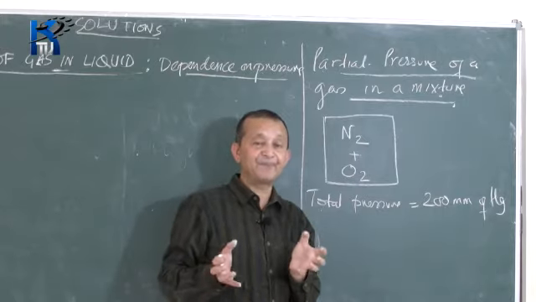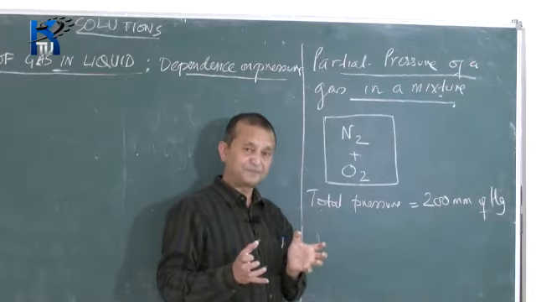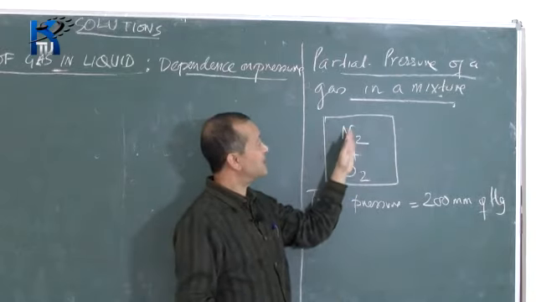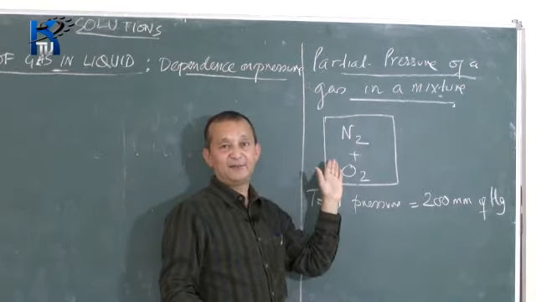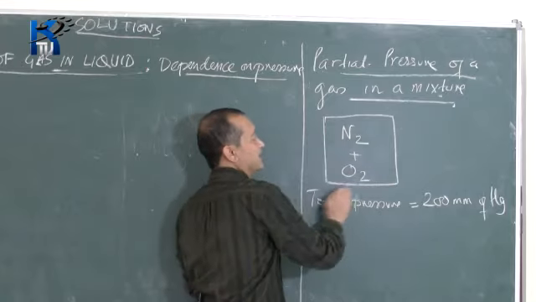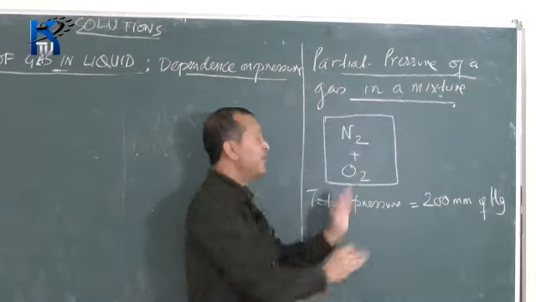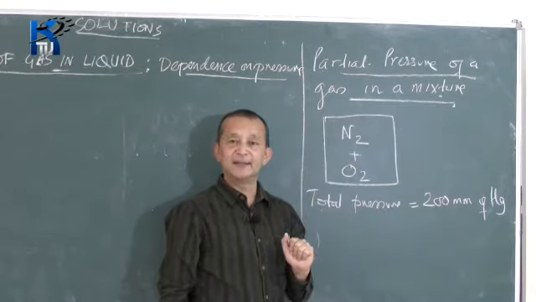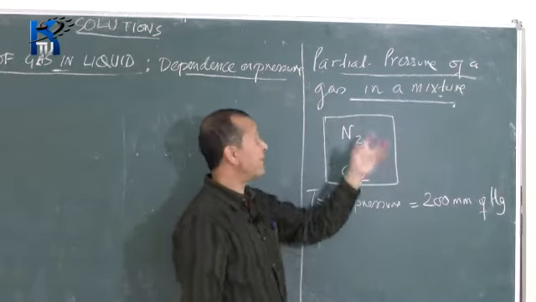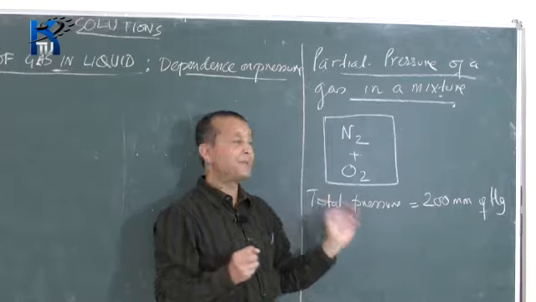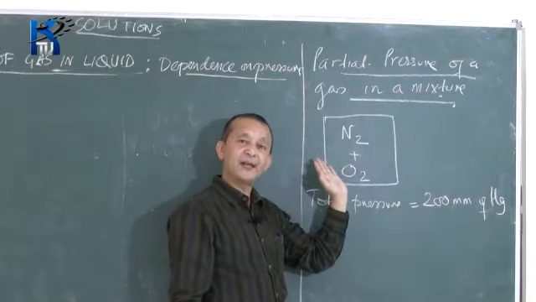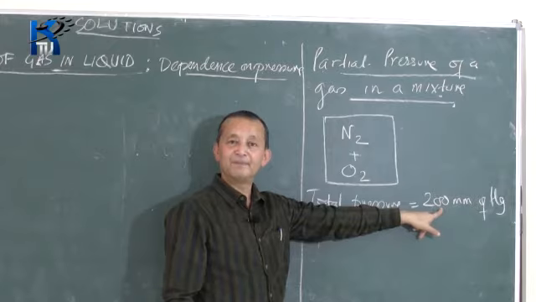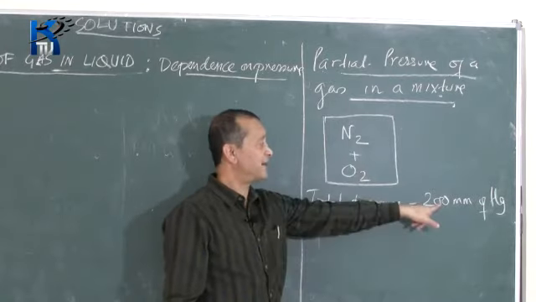The partial pressure of a gas in a mixture is the pressure that the gas will exert if it occupied the same volume all by itself. That means, in this particular box, if oxygen was absent, or if oxygen was removed somehow, keeping nitrogen there, then the pressure of the gas will not be 200 mm.